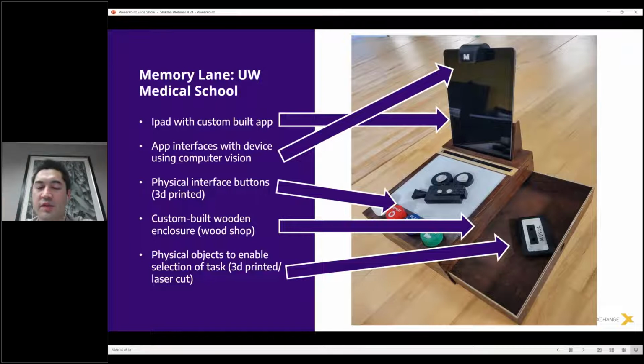So this is a research area that's underway at the University of Washington School of Medicine. And essentially what we've done is make a physical device out of this that doesn't rely on the touchscreen interface anymore.